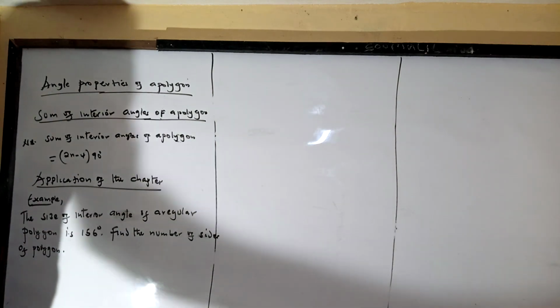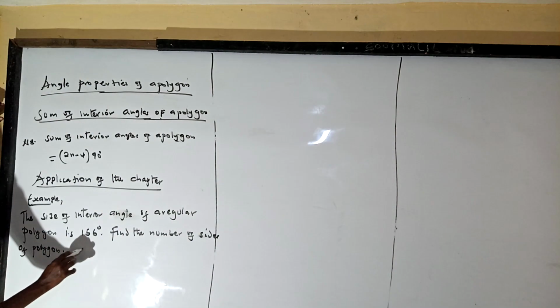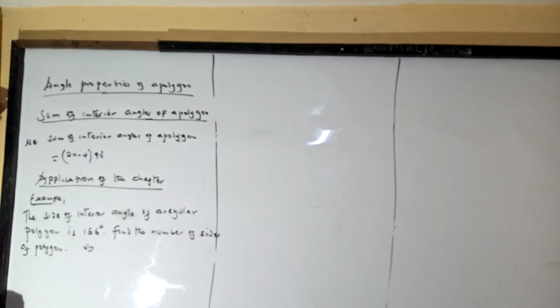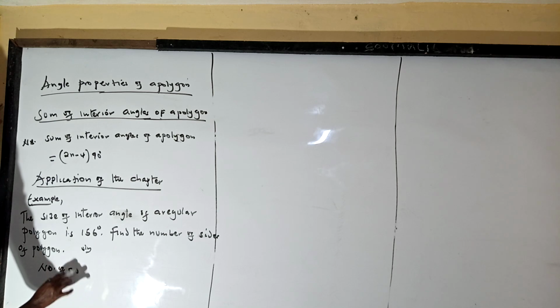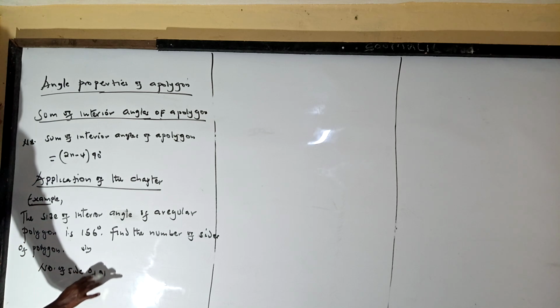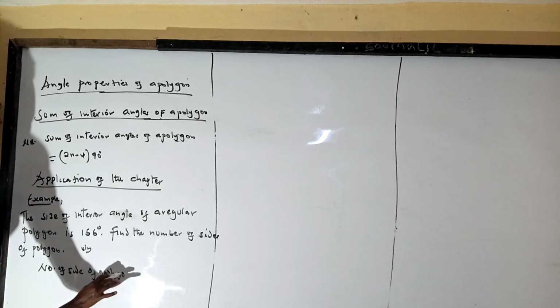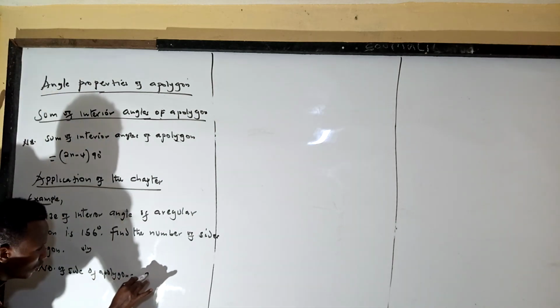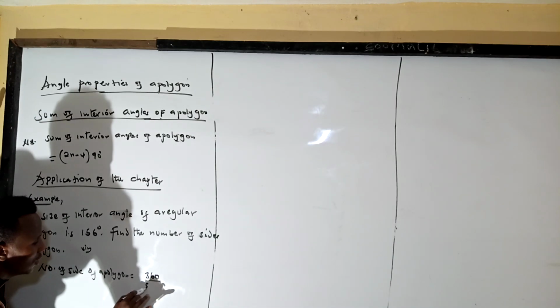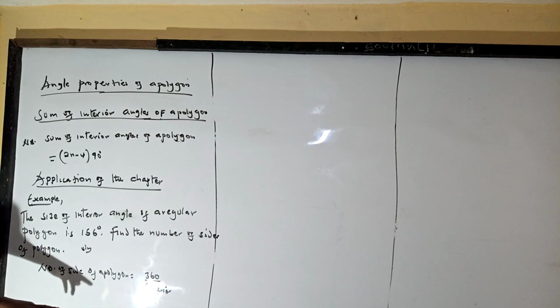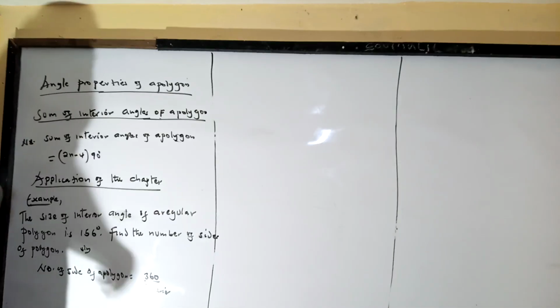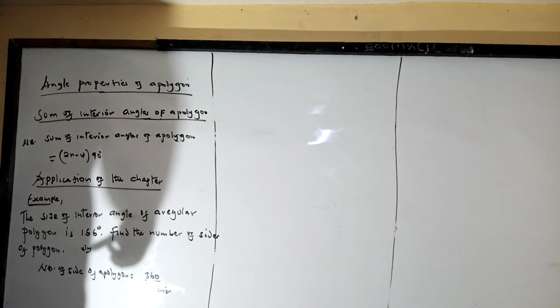Now, the solution to this problem. The number of sides of a polygon is equal to 360 over the exterior angle. This is the formula for getting the number of sides of a polygon: 360 divided by the exterior angle.